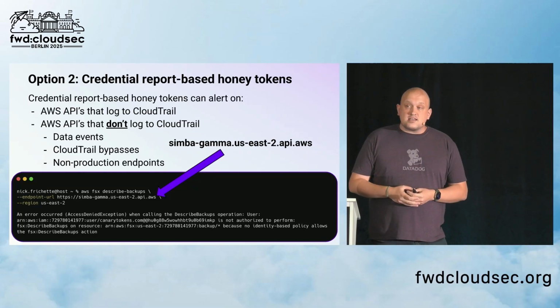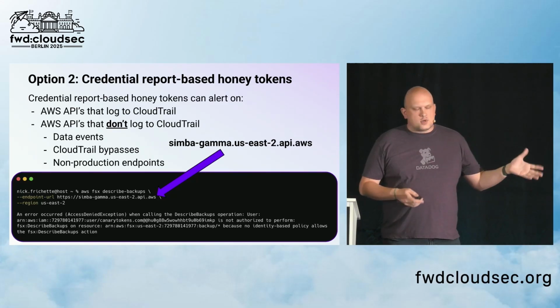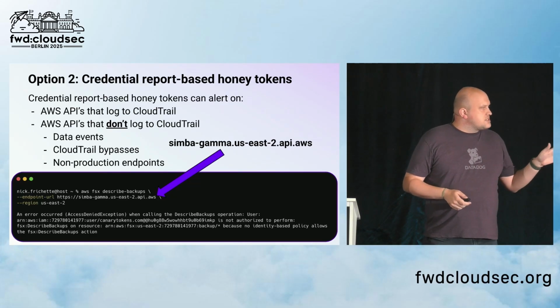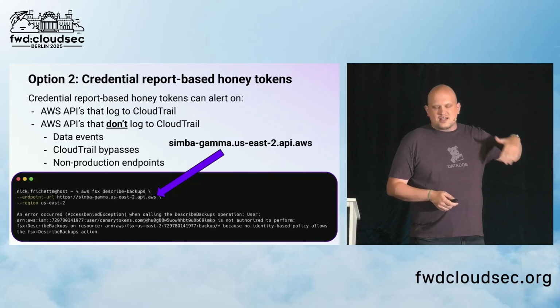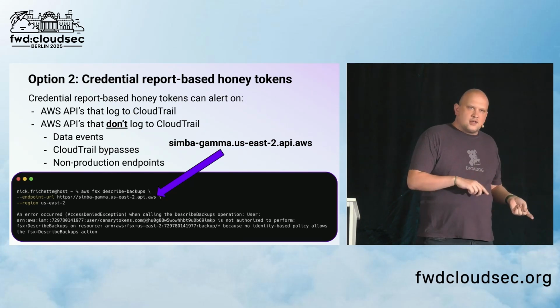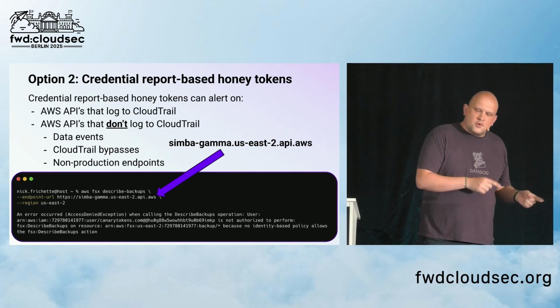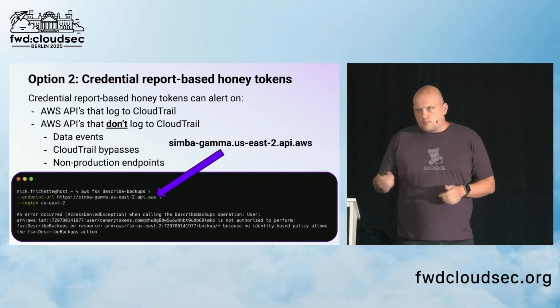When it was active, this endpoint was associated with the FSX service. And in this screenshot, you can see we're performing FSX describe backups. You can see the error message telling us that it is a Thinks Canary token. And even though this didn't log to CloudTrail, and could be used for permission enumeration, turns out it does still show up in the credential report.